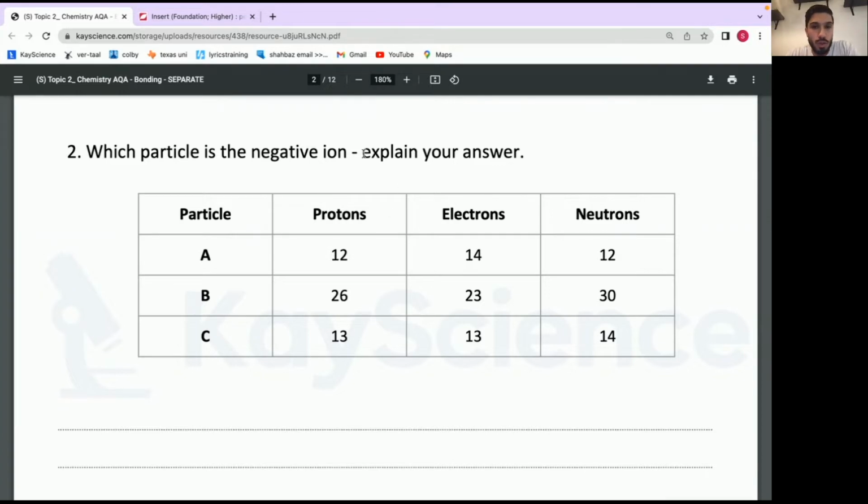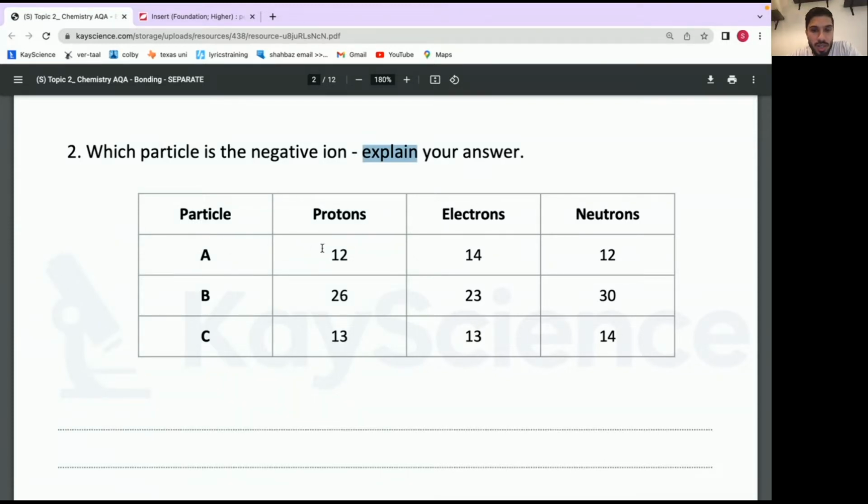Now, of course, we want to explain your answer. When you explain, often students don't explain. You have to say why. So you have to say the negative ion is whatever it is. This is because, the reason is, this is because of the, or this means that. You have to give reasons why when you explain.